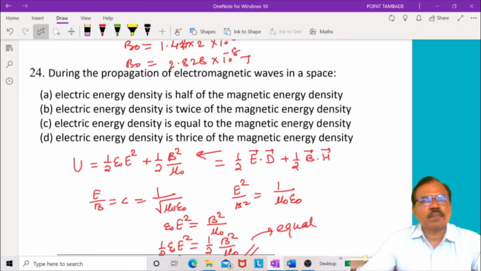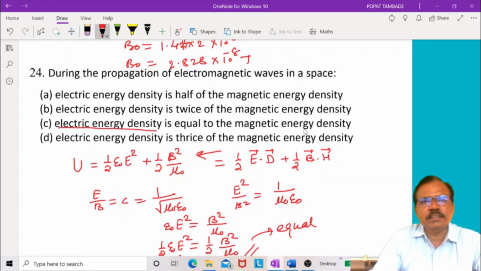So here, electric energy density is equal to the magnetic energy density. So this third one is correct.